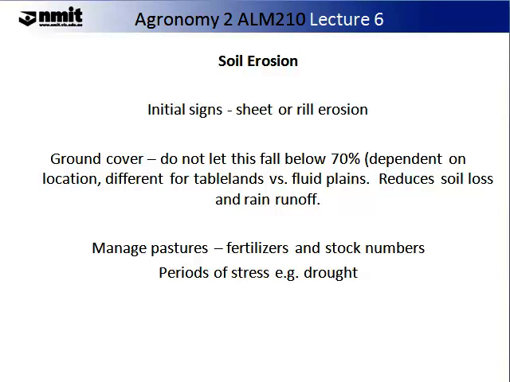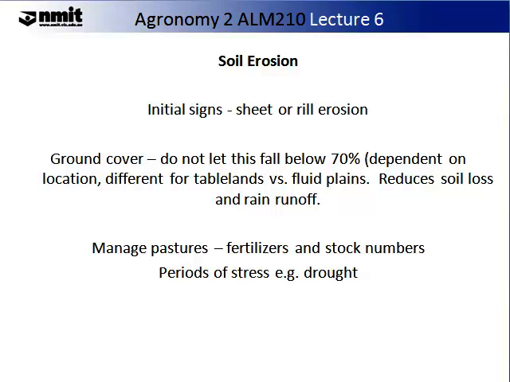Now let us look at soil erosion. The initial signs of soil erosion can be sheet or rill erosion. To avoid soil erosion, it is advisable not to let your ground cover fall below 70%. This, of course, is dependent on where you are. This ratio will change if you're on tablelands versus floodplains, for example. The ground cover reduces soil loss and rain runoff.